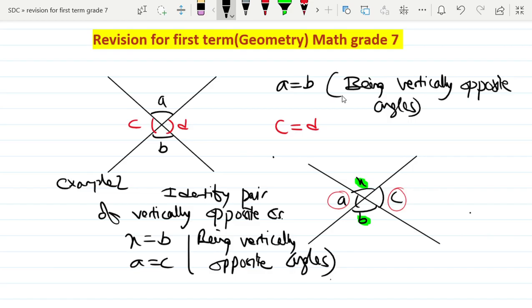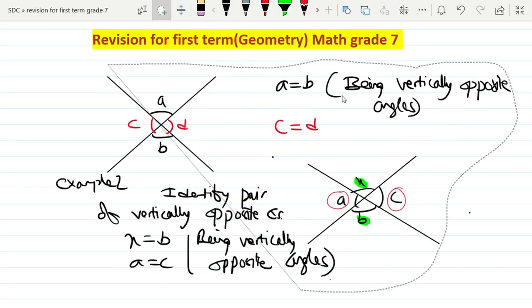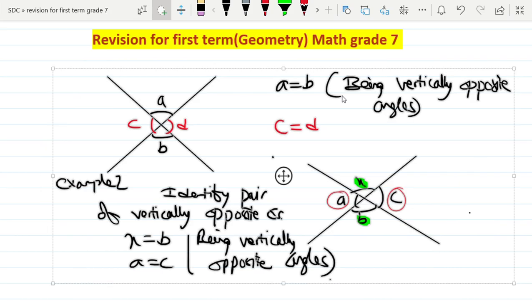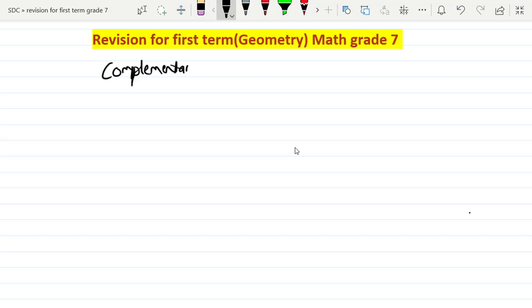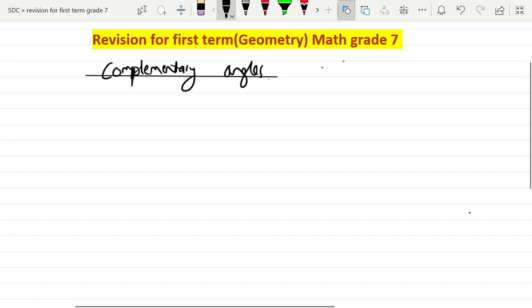Now we'll be studying complementary and supplementary angles. Let's talk about complementary angles. Complementary angles are those whose sum is 90 degrees, and there is a symbol of perpendicular.